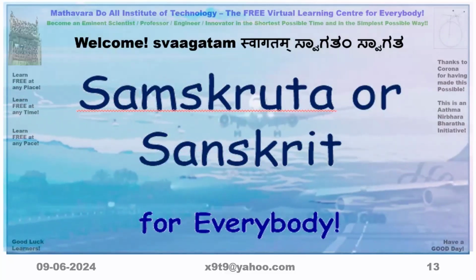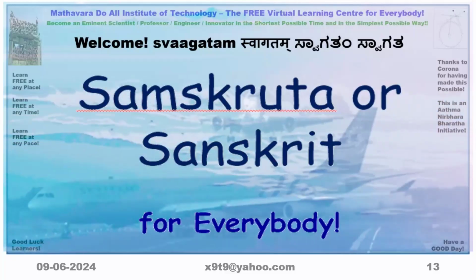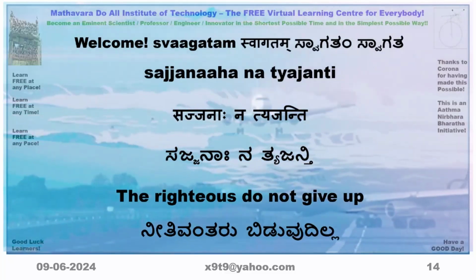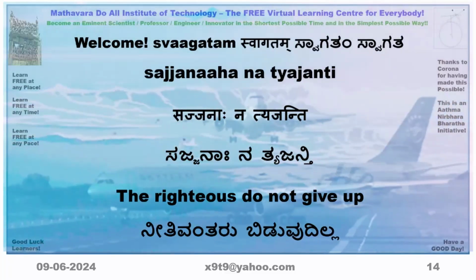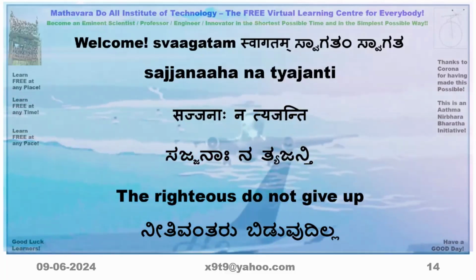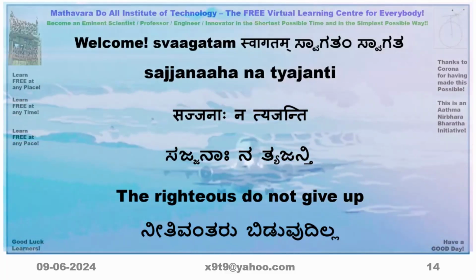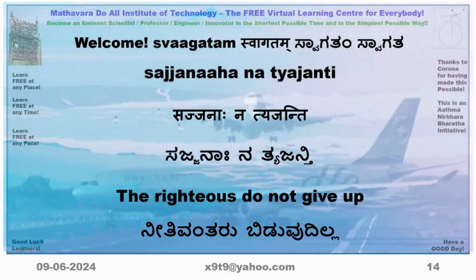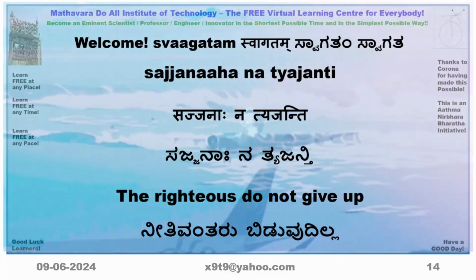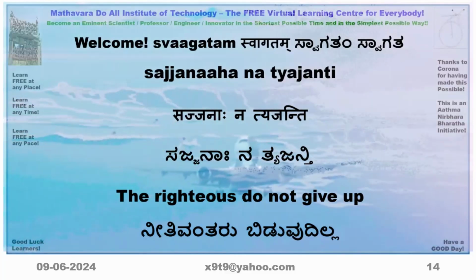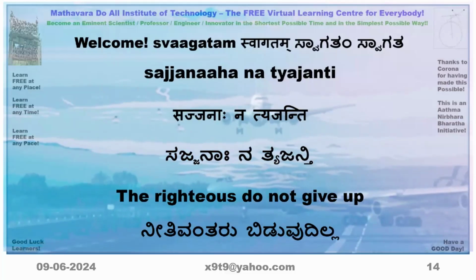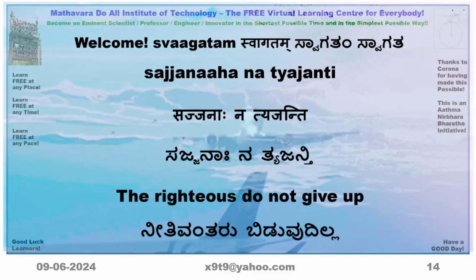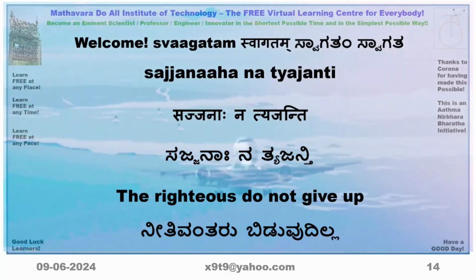Got it. So Samskruta or Sanskrit for everybody. Now, this is something like in your book, first line is there. That big one, I have made it a shorter one, that's all. Sajjanaha na tyajante. Tyajati is give up, I mean, tyajasoto, which is abandon. So, abandoning, or rather, do not give up. Approximate translation in Kannada: ನೀತಿವಂತರು ಬಿಡುವುದಿಲ್ಲ.